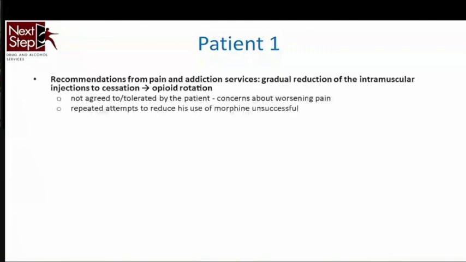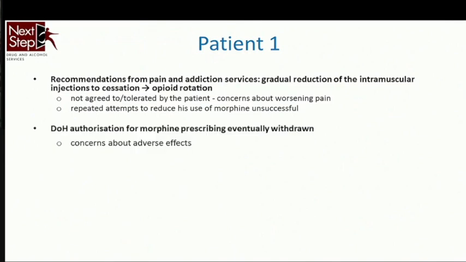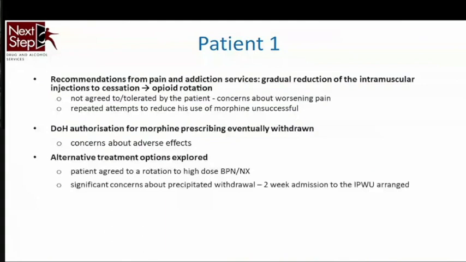What happened with this patient? For a long period of time, we worked with him. He had a lot of engagement from the pain services at Robert Hospital, as well as Next Step and his GP, to try and encourage him to gradually reduce the intramuscular injections first. There was no way we were going to be able to touch the oral morphine, but he really didn't tolerate this reduction and wasn't agreeable with it, so it was really unsuccessful. Finally, the health department authorization was cancelled because the health department, as well as the clinicians, had significant concerns about risk and adverse effects. So he agreed to transfer to buprenorphine.